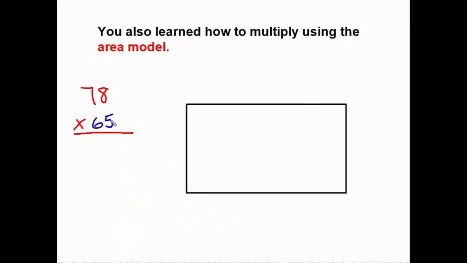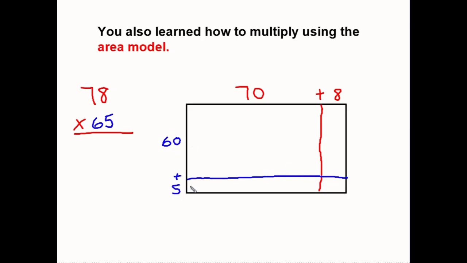You also learned how to multiply using the area model and breaking up the number once again. So if we take 78 and 65, we're going to start with the 78 and break it up into two compatible numbers, which in this case we're going to take 70 plus 8 on the top side. Then we're going to take 65 and break it up into two compatible numbers as well, which will be 60 plus 5. And then we do what we did.